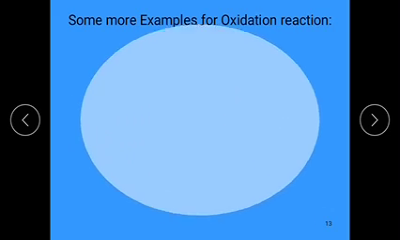And next one is some examples of reduction reaction. When chlorine, Cl, gains one electron, it converts to Cl minus. When oxygen gains two electrons, it converts to O minus 2. The process of gaining of electrons by an atom, molecule, or ion is called a reduction reaction.